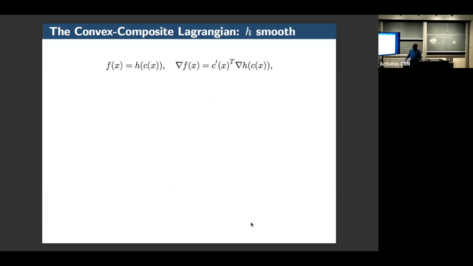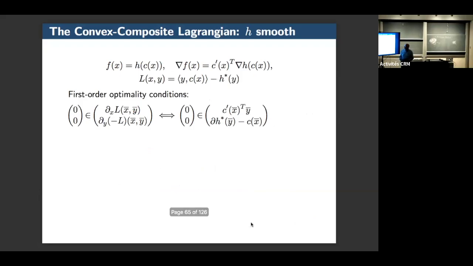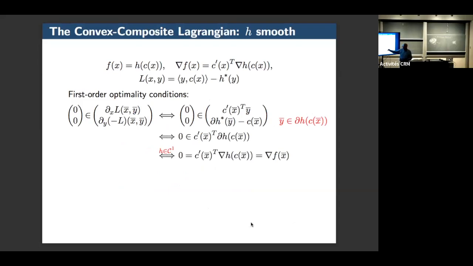Okay, so now let's look at the smooth case. So F is here, the gradient of F is given that way. Here's the Lagrangian. There are the optimality conditions. If I unravel these optimality conditions, using again this property, then I can write it this way, but it's differentiable, so I write this, but that's precisely the gradient. So the gradient is 0. It's the same as the first order optimality conditions. Okay. So the elements of the subdifferential of H turn out to be the Lagrange multipliers.